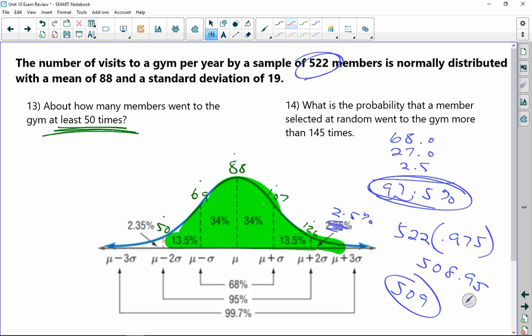Okay, so what's the probability? Probably the same thing as percent. That a member selected at random went to the gym more than 145. Where's 145 at? It's the very last one out here, right? So that would account for how much? 2%. All right, that's the very far edges out there. So about 0.2%, right? Now, don't make a mistake saying 2%. It's not 2%. It's a big difference. 0.2%. Big difference.